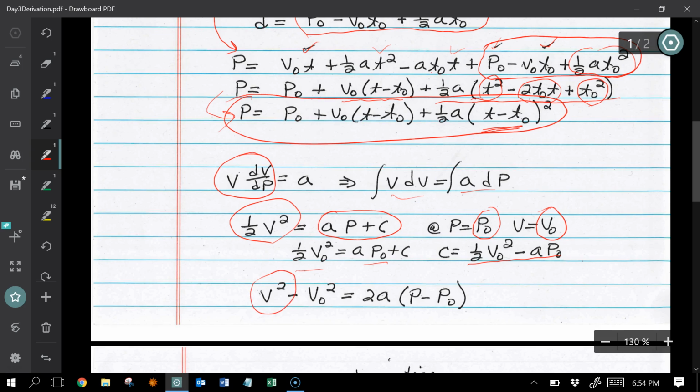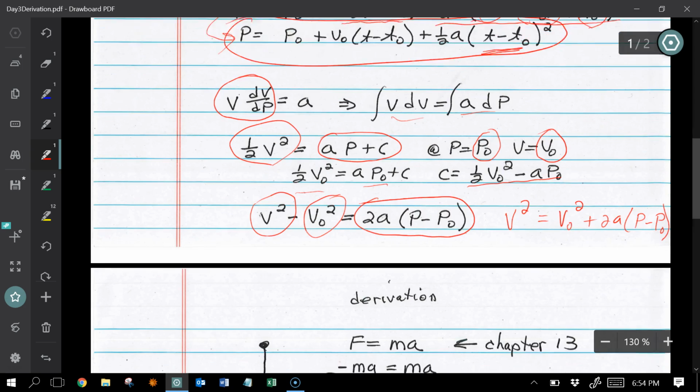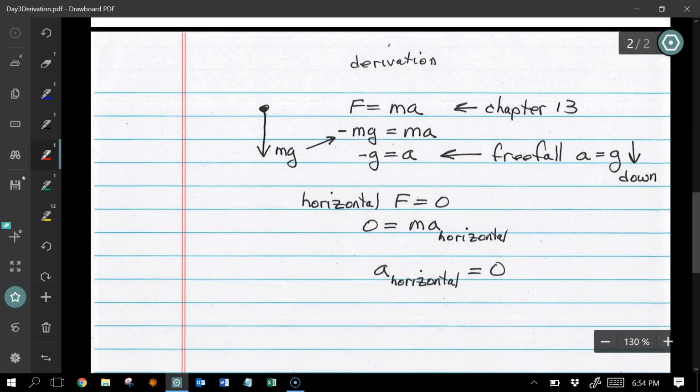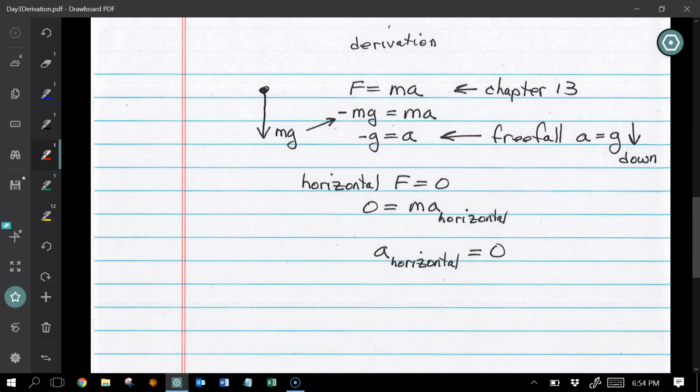V squared minus V0 squared equals 2A position minus position. In your book, I think you'll see it like this. V squared equals V0 squared plus 2AP. They use X in your book, but it's just position, whatever the position is. It's the same thing. Okay, now the other thing that you need to be able to do for this, to work these problems, is you have to know what the accelerations are.